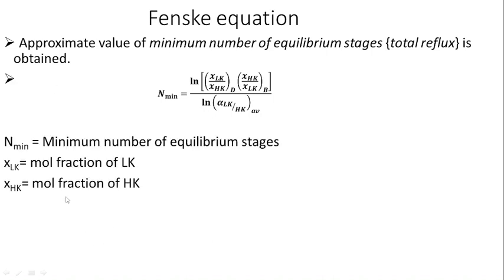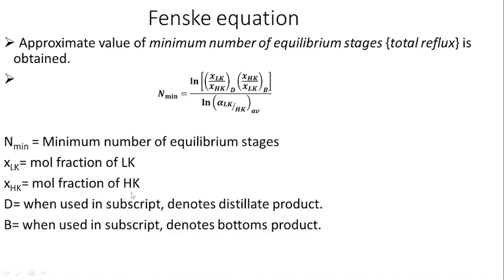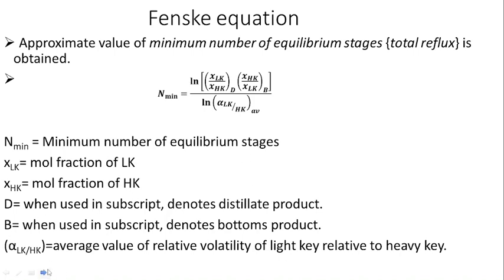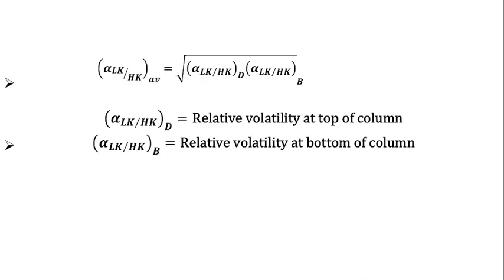and XLK is the mole fraction of light key, XHK is the mole fraction of heavy key. Similarly, alpha LK is the average value of relative volatility of light key and heavy key. The average value is determined by the geometric mean of the relative volatility of light key to heavy key in the distillate times the relative volatility of light key to heavy key at the bottom.